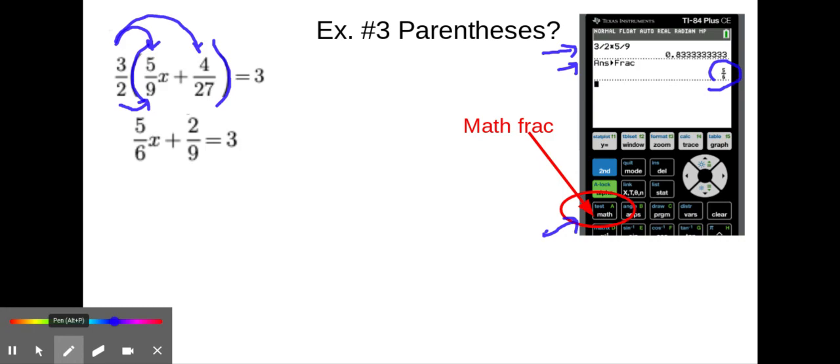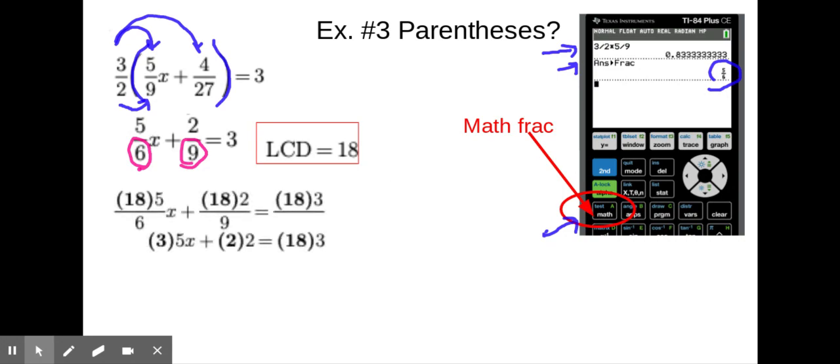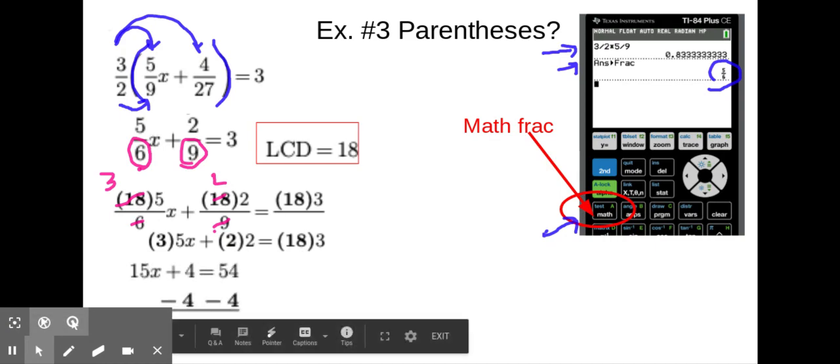And then all we need to do is solve that the same way. Now we need to find the LCD or LCM of 6 and 9, and that would be 18, because 6 times 3 is 18 and 9 times 2 is 18. Multiply through by 18. 6 goes into 18 3 times. 9 goes into 18 twice. Clean that up. You get 15x plus 4 equals 54.